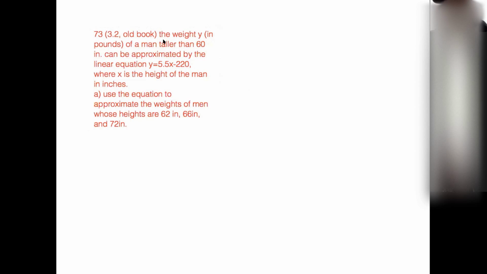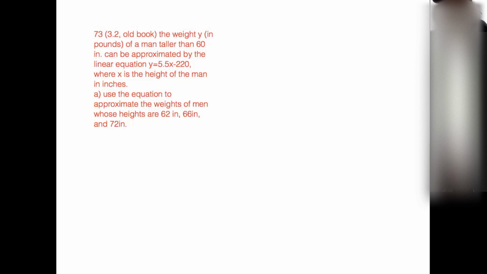Okay, so this is a problem. So the weight of a man. There's a correlation or a relation between the weight of the man, which is y, and x, which is the height. So they are proportional. It may not work all the time, but that's an approximation of height and weight. Use the equation to approximate the weight of men whose heights are 62, 66, and 72. All right, so we have this equation.